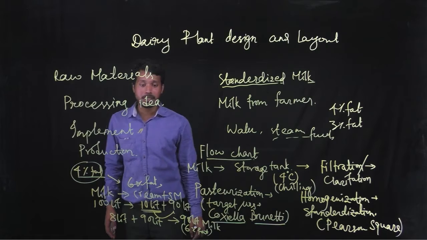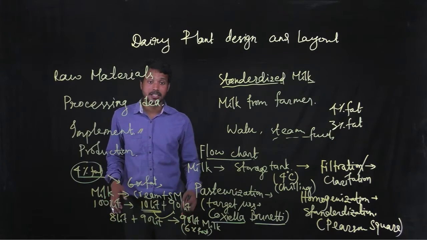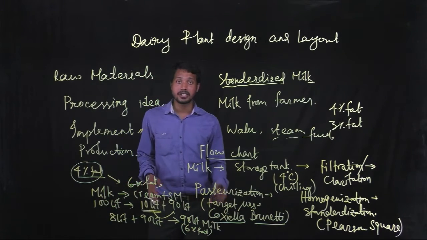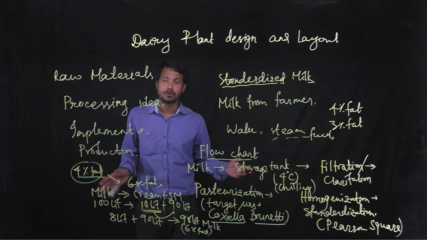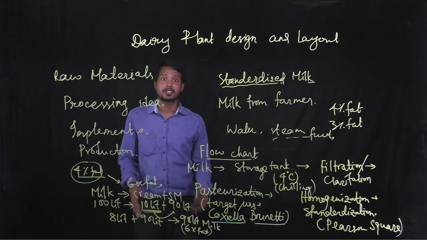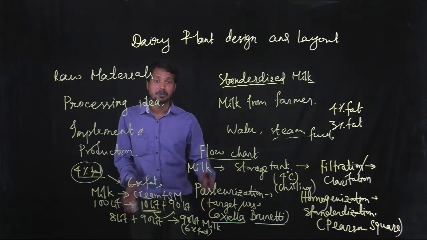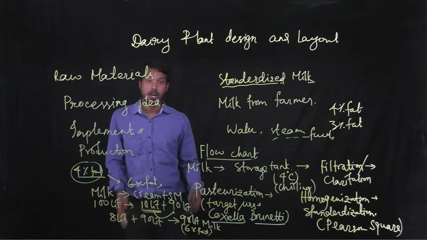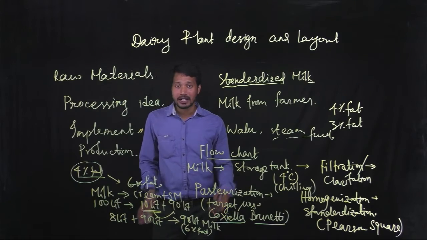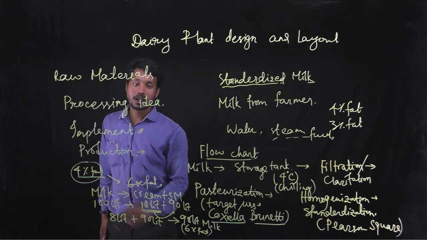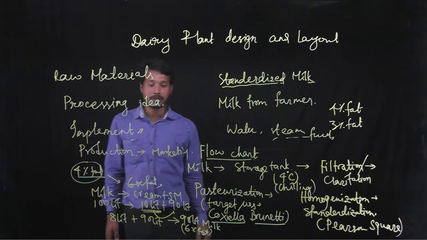To implement means you need the equipment and the utensils. First you need a storage tank or a silo, and for filtration or clarification you need some filter cloth or microfiltration to remove the unwanted materials. In pasteurization you need a plate heat exchanger, some heat exchanger which pasteurizes the milk, and in homogenization you need a homogenizer. With all this you can implement the dairy plant, and after that you can start the production, and once production starts, you can go for marketing. So this is the idea behind dairy plant design and layout.